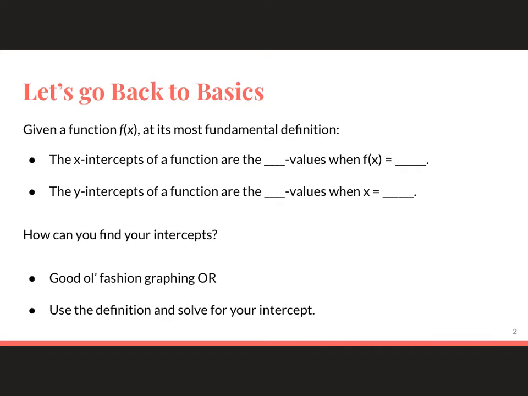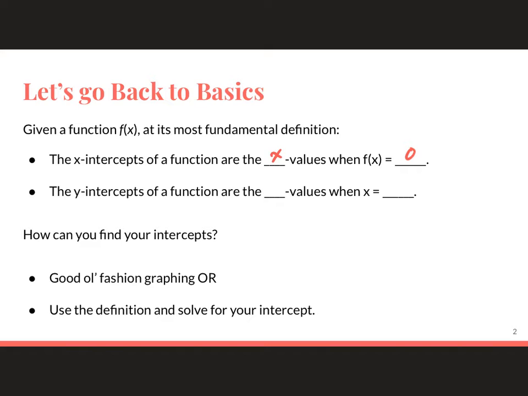back to basics, right? So let's say that we're given a function f of x, right? So at its most fundamental definition, we want to look specifically at the intercepts, right? So the x-intercept of a function are the x values, so here x values, when f of x equals 0, right? So you can set your function equal to 0 and then solve for your x values in order to figure out your x-intercepts. That makes sense, right? That's how we've been solving for the solutions or roots or zeros of our functions up to this point.